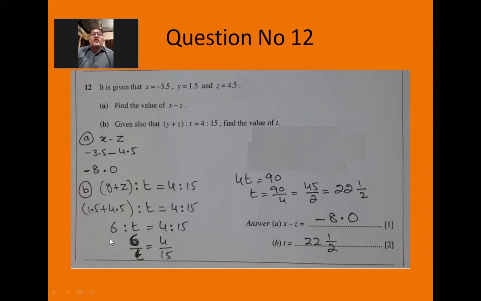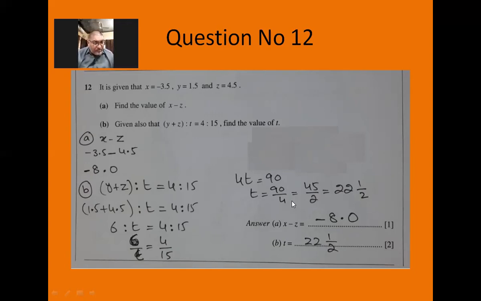So I can write this ratio in fraction form. So we will have 6 divided by t equals 4 by 15. I will cross multiply them. So you will have 4t equals 90. 6 multiplied by 15 is 90. So that 4 will go to the other side. It will divide. So you will have t equals 90 divided by 4. So that will be 45 divided by 2. And that will be 22 whole 1 by 2. So that is your answer.